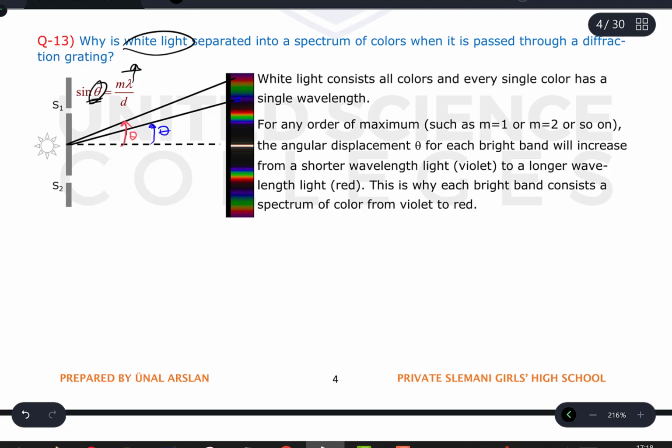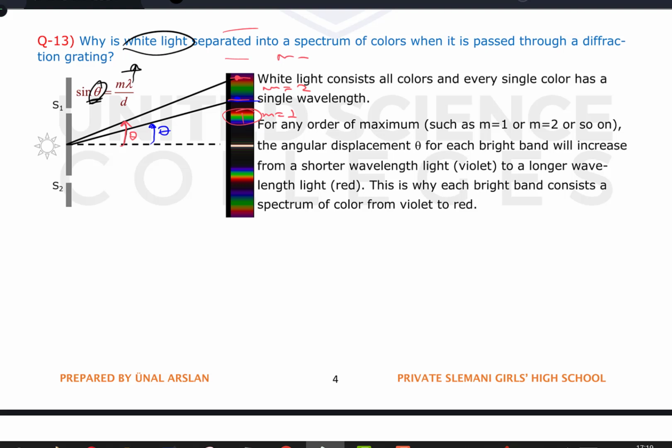Then, because their positions are different, red has a different position than blue, so you are going to see on the screen a spectrum of color from violet to red. For each bright fringe, you will observe that. For example, this is the first bright fringe. So from violet to red; m is equal to 2, from violet to red; m is equal to 3, again from violet to red. You are going to observe a spectrum of color from a color of shorter wavelength to a color of longer wavelength, from violet to red.